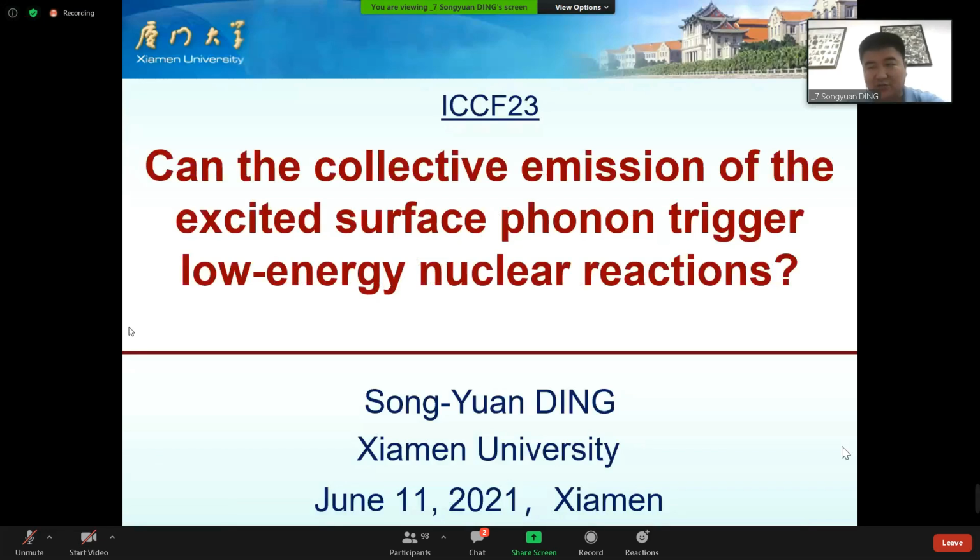First, I would like to thank the organizer for giving me the chance to present our very preliminary result and thinking about how to make the collective emission of the excited surface phonon, and the relationship between the excited surface phonon and the low energy nuclear reactions. I'm from Xiamen University.